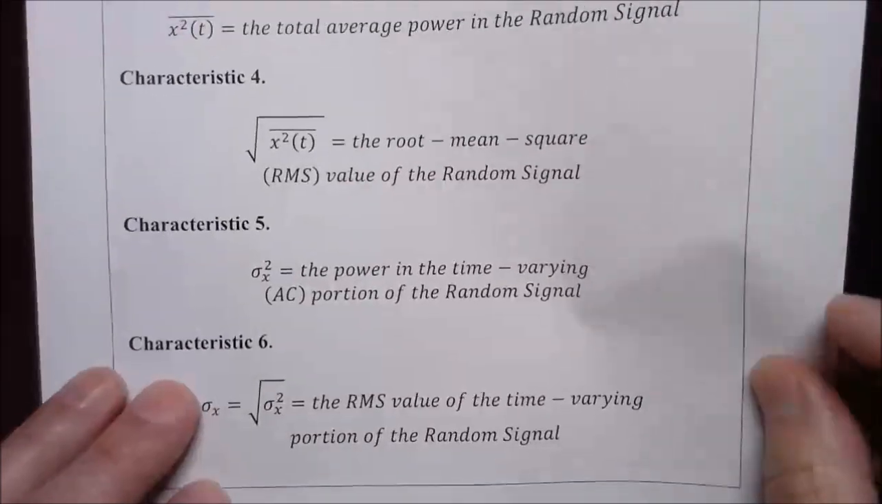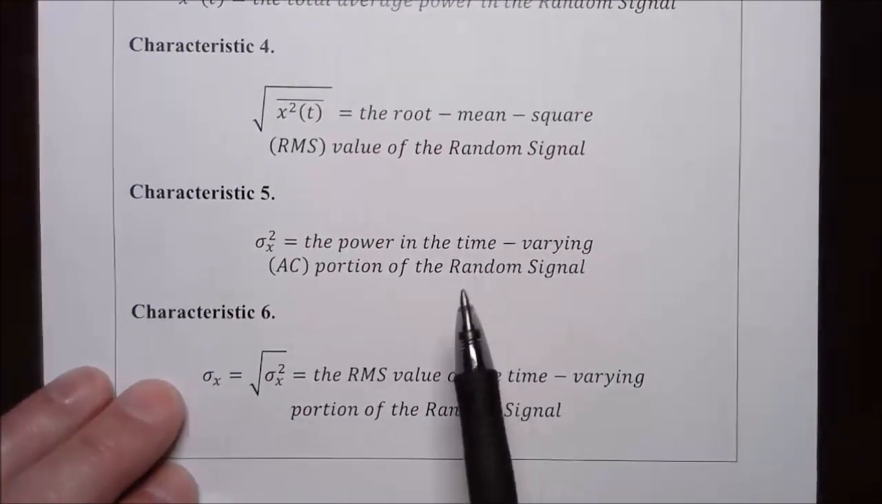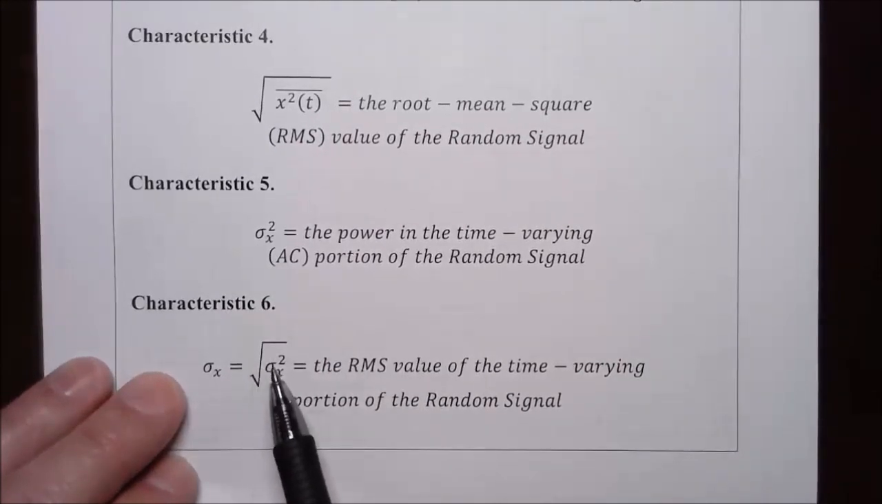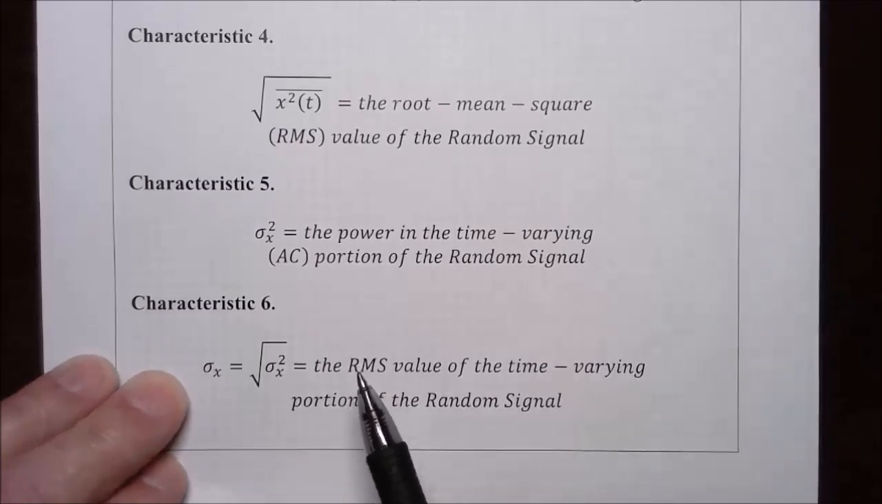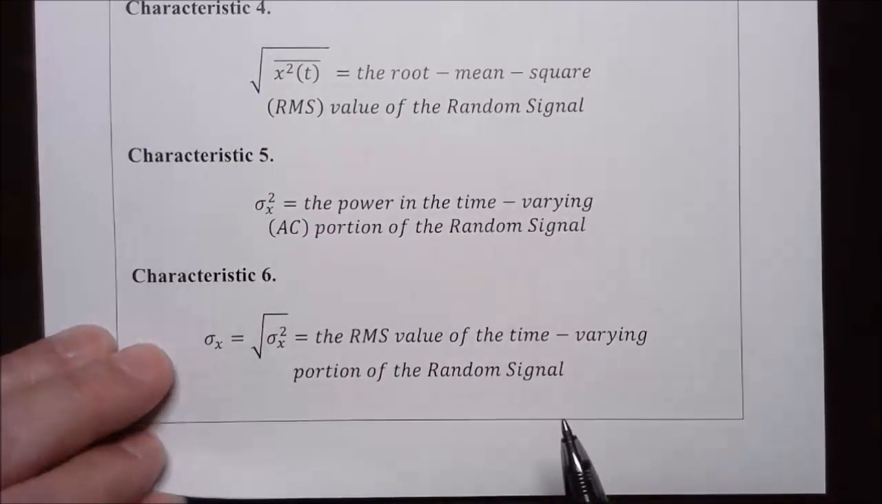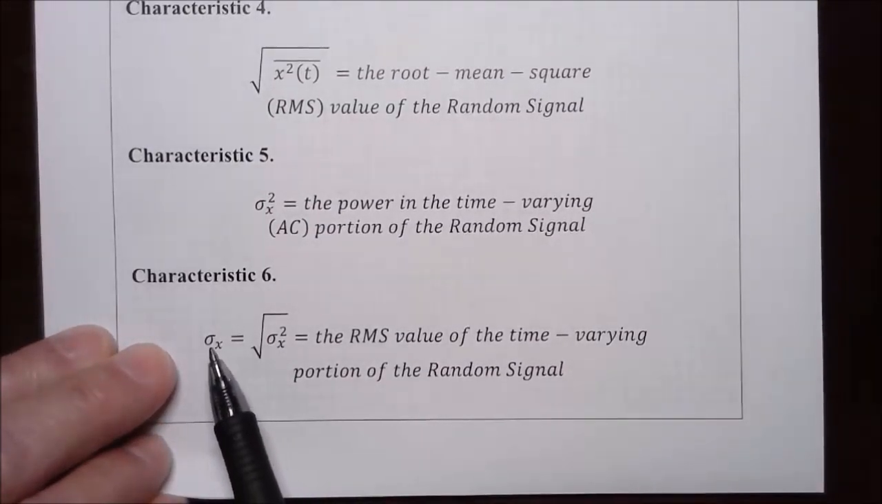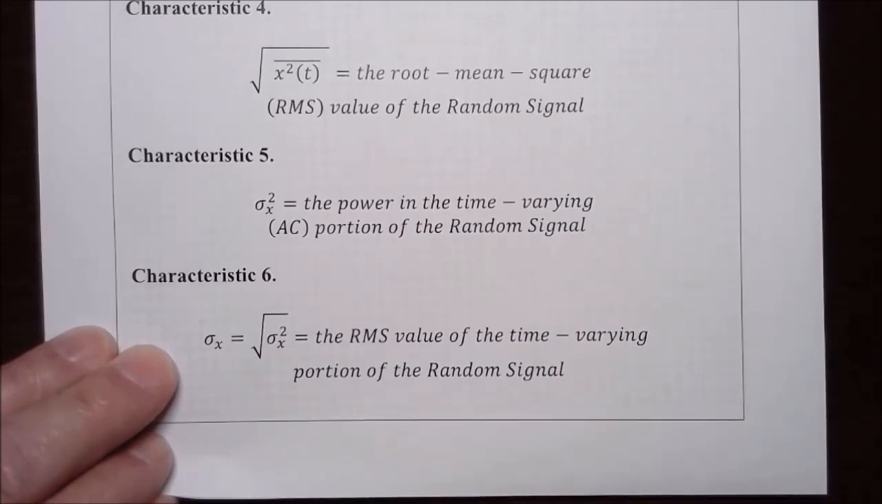So sigma squared is the power in the time varying part of the signal, and the square root of sigma squared is simply sigma. This is the RMS value of the time varying portion of the random signal, and statistically, if it's a Gaussian distributed signal, this would be the standard deviation.